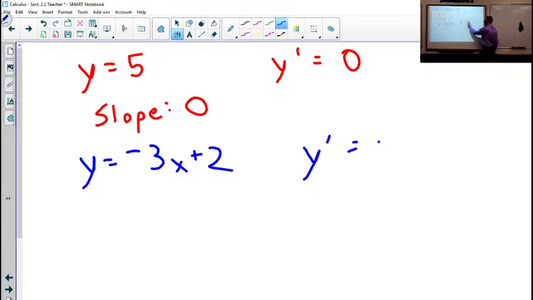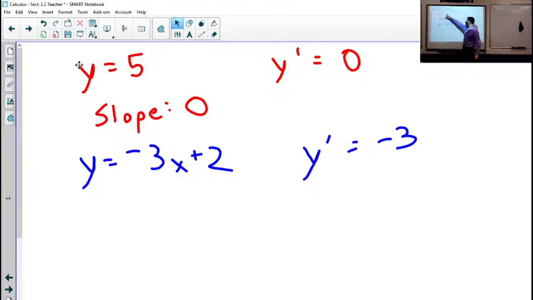-3, because the slope is -3. It stays that constant slope throughout. And does it matter what this number is for what the derivative of the slope is? Why? If I change this number, what's going to happen? The position of the horizontal line is going to change, but the slope is going to stay the same. It's going to stay 0.